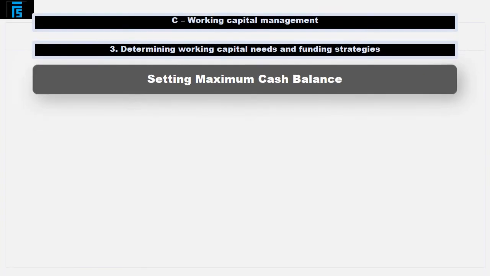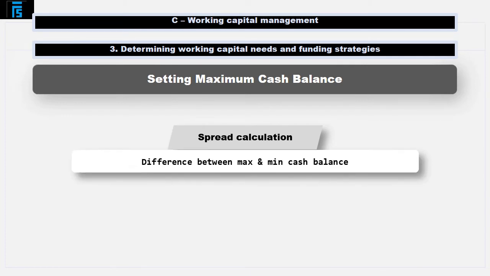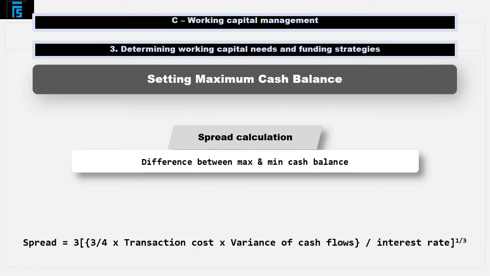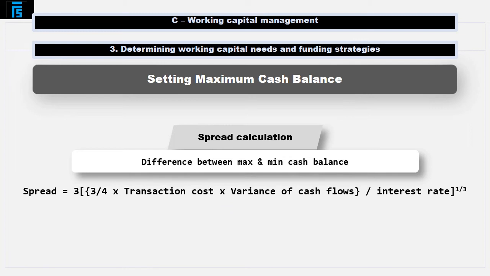The maximum cash balance can be calculated once the minimum has been set. This is calculated using the spread calculation. This formula gives the difference between the max and minimum points, i.e. the spread. The formula is spread equals 3, open parentheses, and then 3/4 multiplied by transaction costs multiplied by variance of cash flows, then this calculation is divided by the interest rate to the power of 1/3.